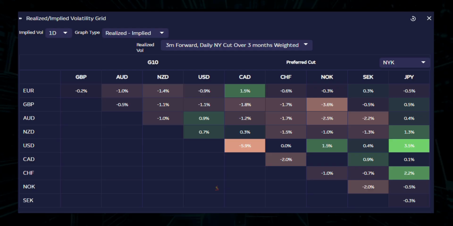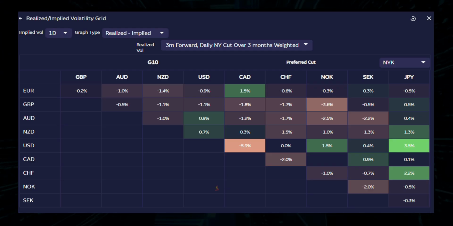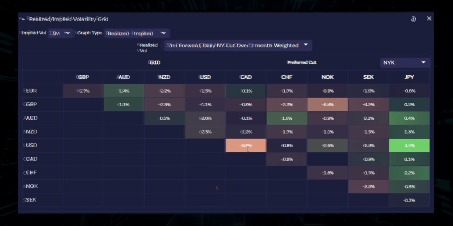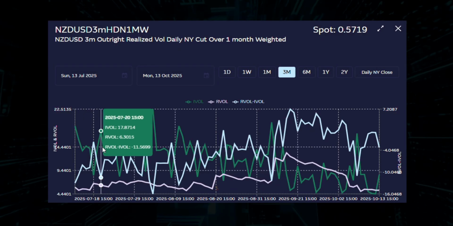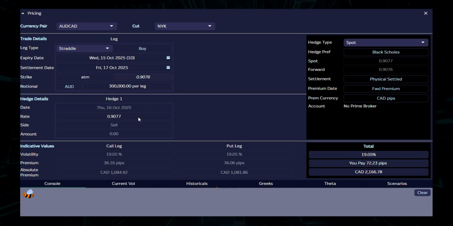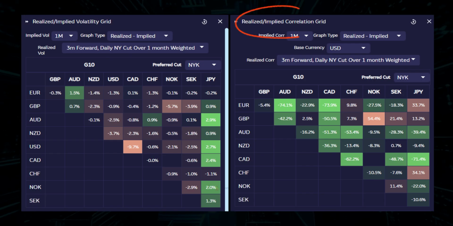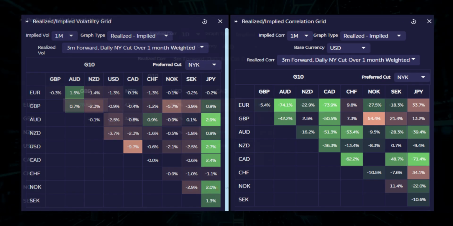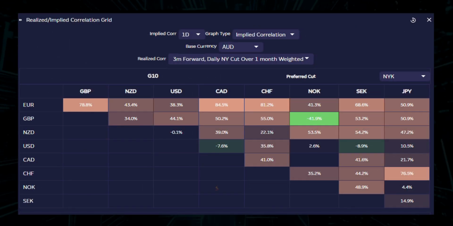Each cell in the grid represents a currency pair and tenor, color-coded to highlight deviations from historical norms. You can right-click to open the historical realized implied chart or double-click to launch a pre-filled pricing ticket for that pair. The Realized and Implied Correlation Grid compares correlation estimates between currency pairs.